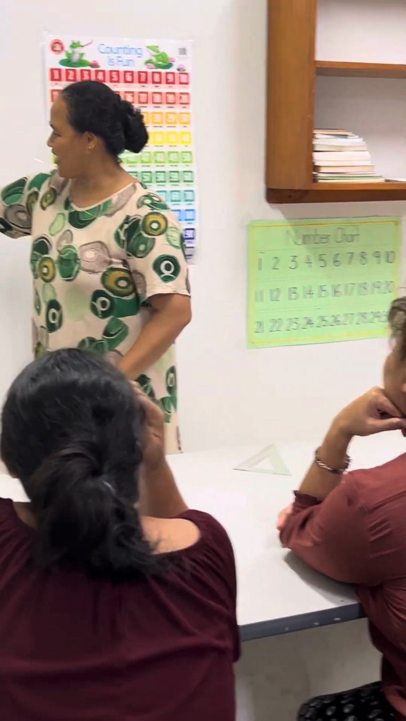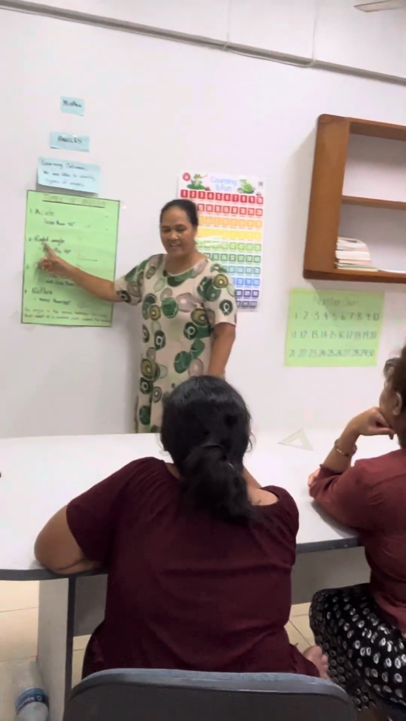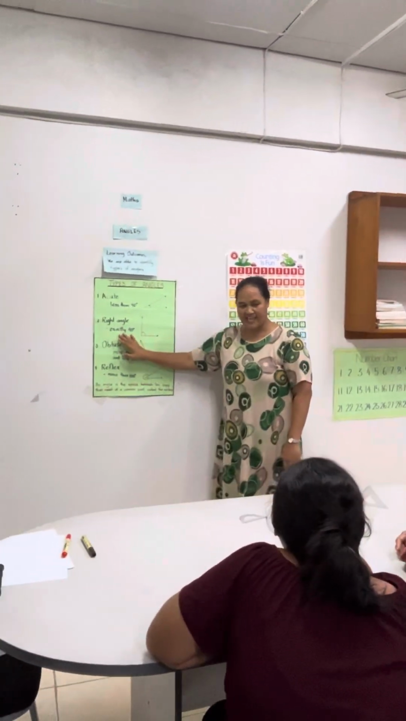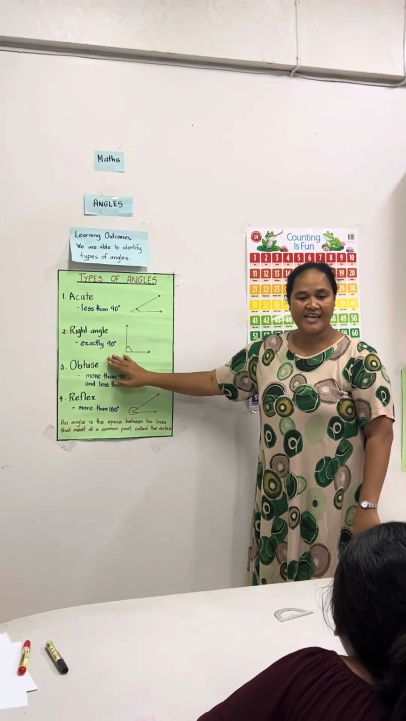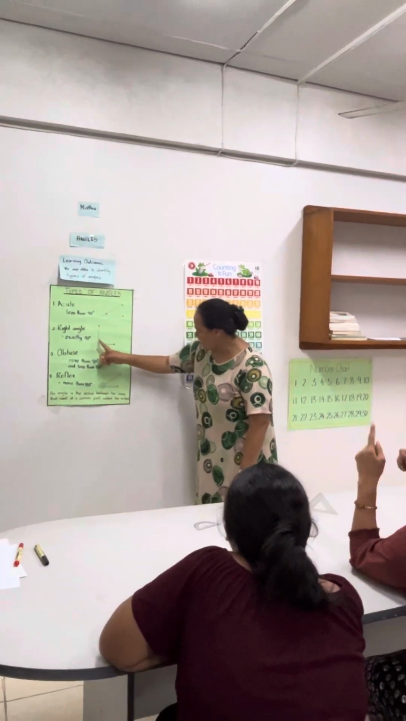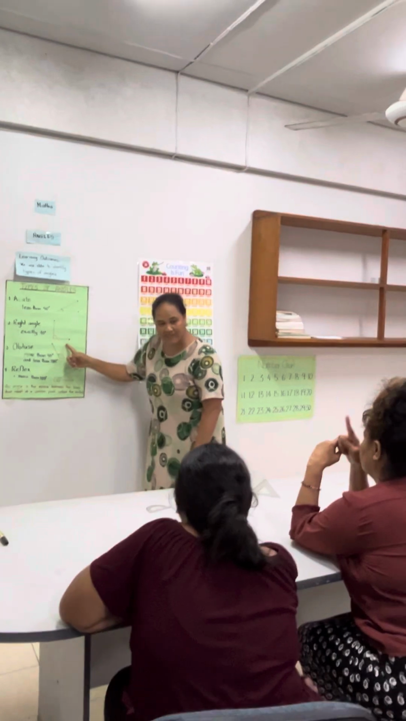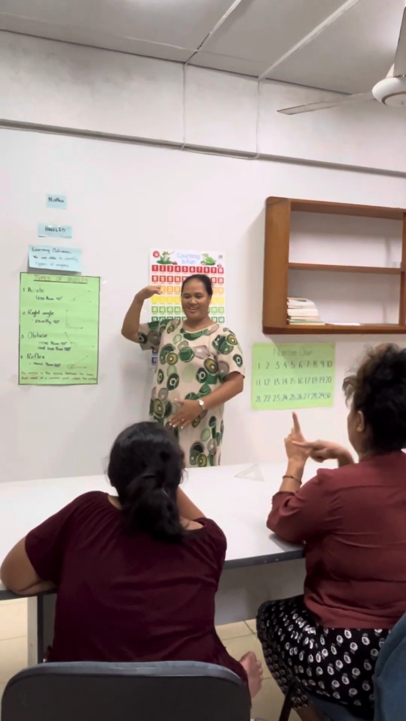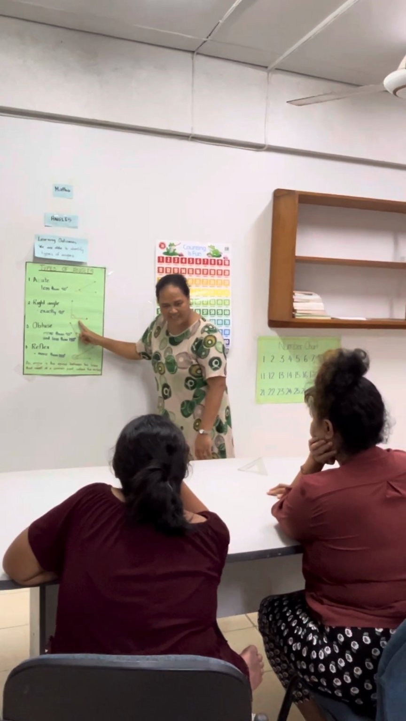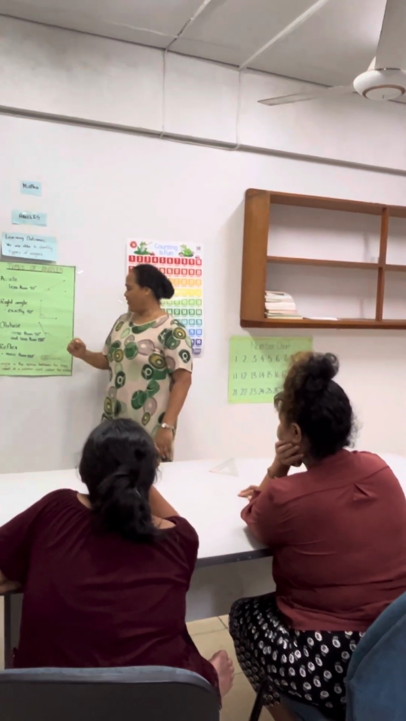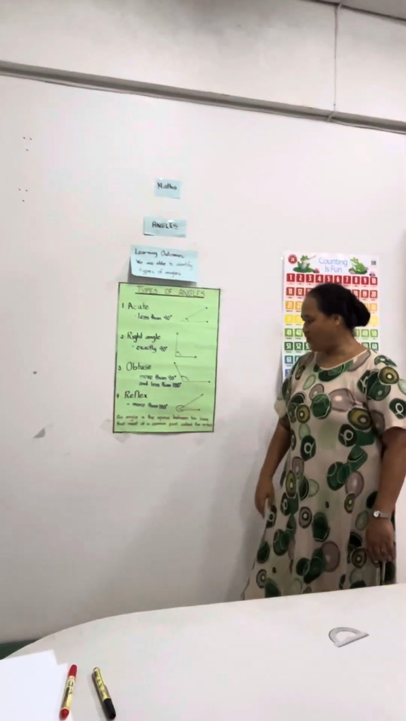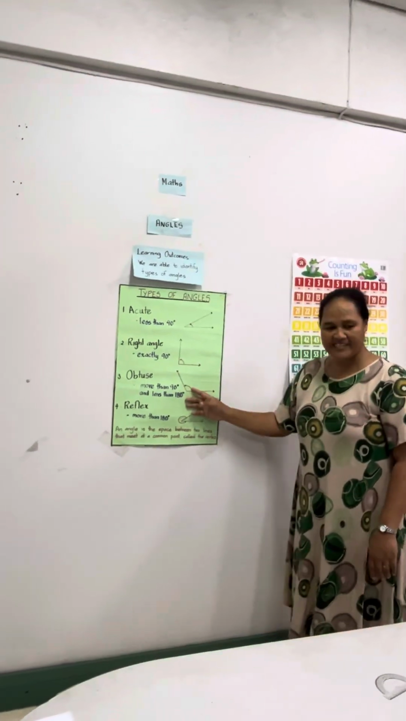Let's look at the second one. This is the right angle. The right angle is exactly 90 degrees. As you can see from the picture here, these two lines are perpendicular to each other. So it gives 90 degrees from here. The third one is an obtuse angle. An obtuse angle is more than 90 degrees.